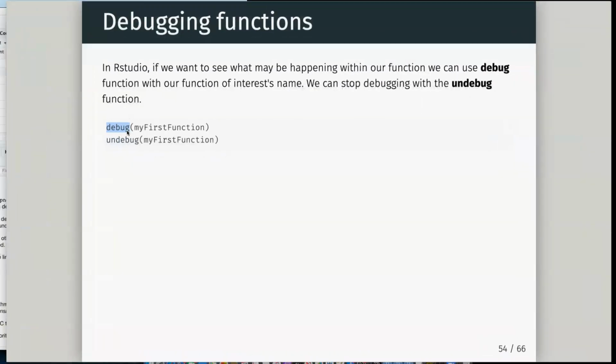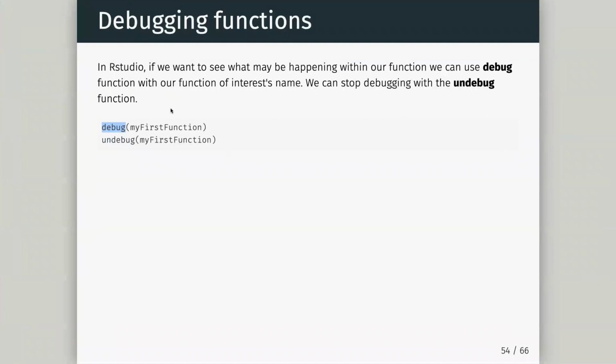These are useful, debug and undebug, especially when you're using other people's code, because usually you can work out what's wrong with your own function. But if you're using these big functions or code passed down to you, it's okay just to look at the function and imagine what's happening, but debug actually takes you into the function and shows you what's happening.